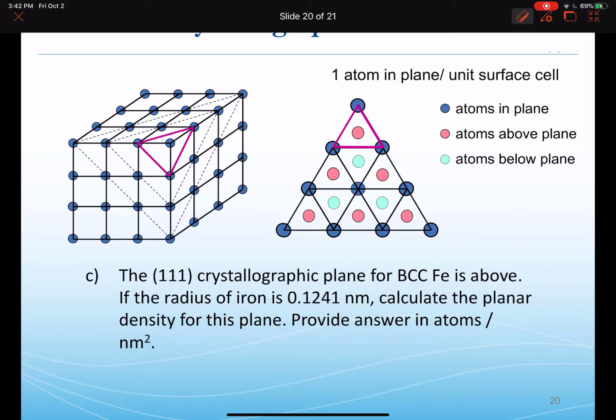So attempt to calculate the planar density here, given the information that you've already had. Okay, once you've had a chance, maybe resume the video and we'll walk through the steps together.